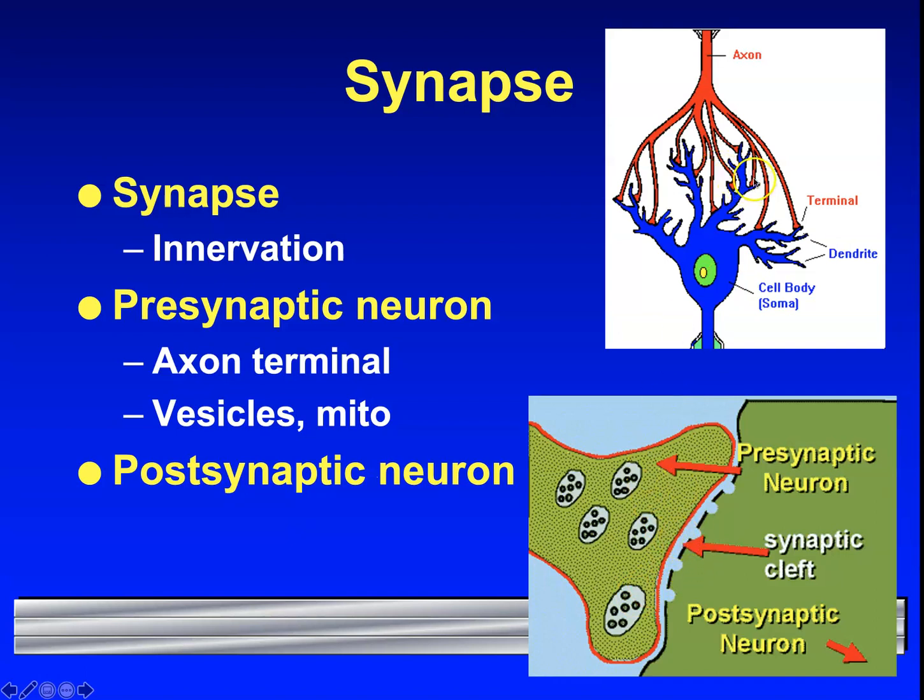So if you look here in red, this axon terminal here, that would be a close-up of the axon terminal of the presynaptic neuron. And here it's influencing the dendrites of the postsynaptic neuron. So in this postsynaptic neuron, this will be on the dendrite.